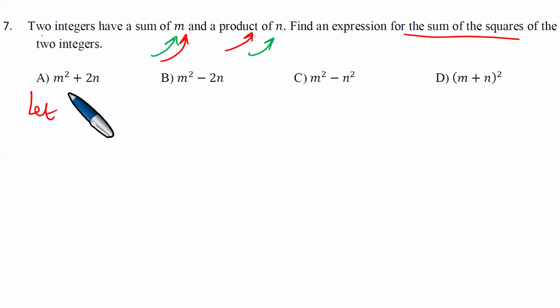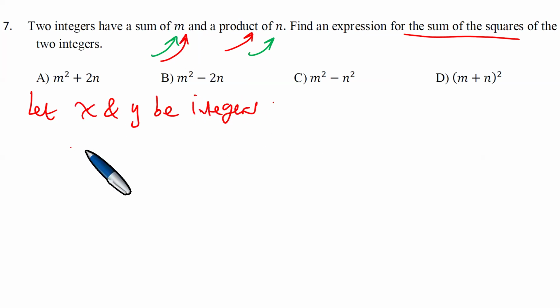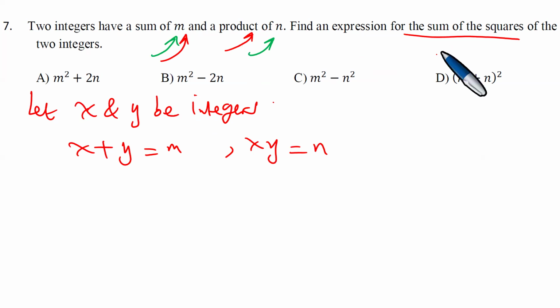Obviously, because there are two integers that have the sum m, you can let x and y be the integers. If you add them up, x plus y, you get m. That is the sum. Their product is n, so when you multiply them, you get n. Now you need to find the sum of the squares, in other words, x squared plus y squared. What is this? That's what we need to do.